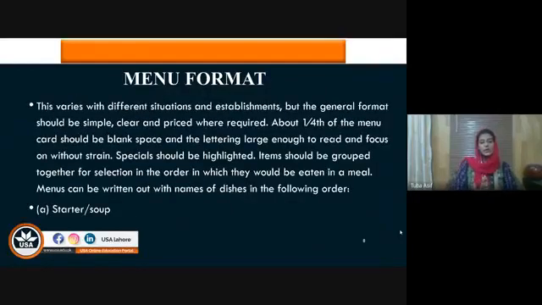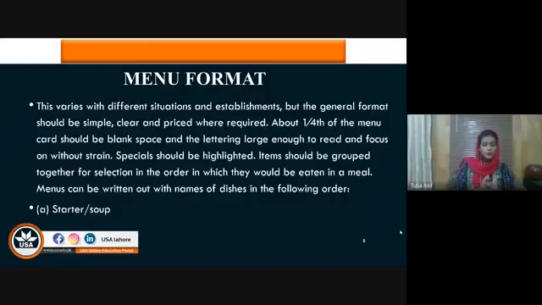Then what would be the menu format? Every establishment's menu format can be different. There is no rule of thumb that this is the menu it should be, but the format is usually that 1/4 of the menu card should be blank space, and the size of the letters should be large enough that you can easily read them, or those letters would be very clear to you. Your specials would be highlighted. Items should be grouped together for the selection.